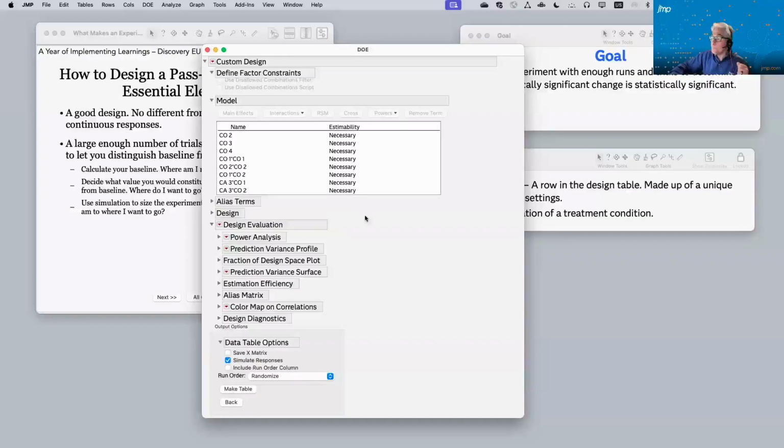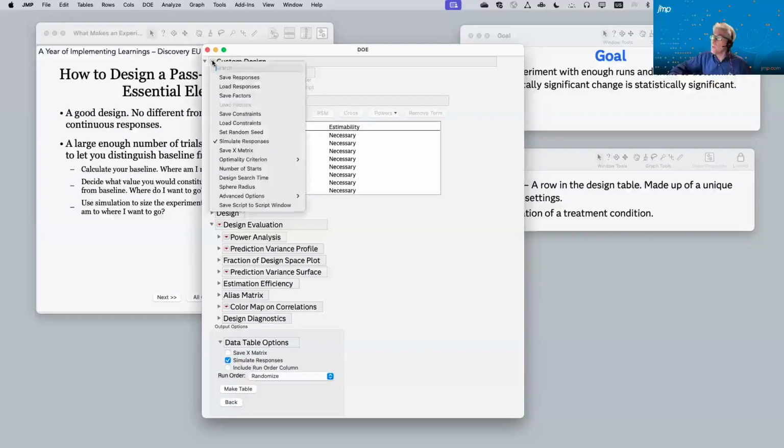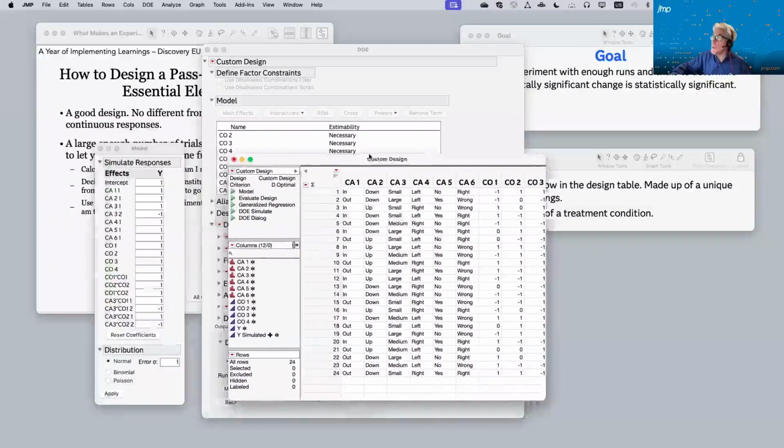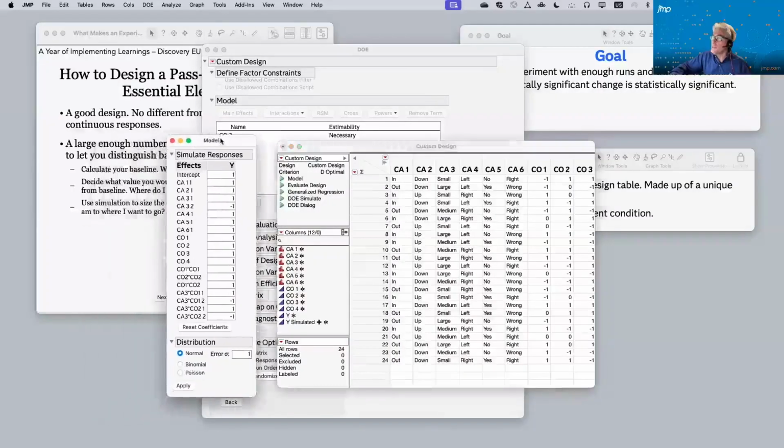Okay, now that I've got my design set up, and let's say I'm happy with what I've created, I'm going to do one more thing before I generate my table. I'm going to go under my hotspot, and I'm going to turn on simulate responses. This is one of those tools under the hood that you might not be aware of that can help you with the simulation. So this is already turned on. I'm going to go ahead and generate my design table, and you'll see what happens is I get two things. I get this box that allows me to say how big I want my effects, and I get my design table.